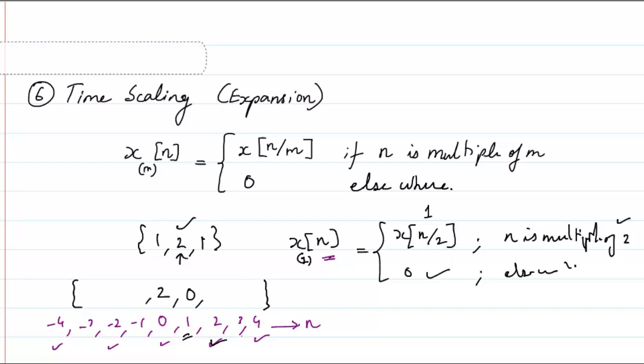What is n here? n is 2. So I will get x of 2 by 2. What is 2 by 2? 1. So what is x of 1? x of 1 is this value, which is 1. So I will put 1 here.